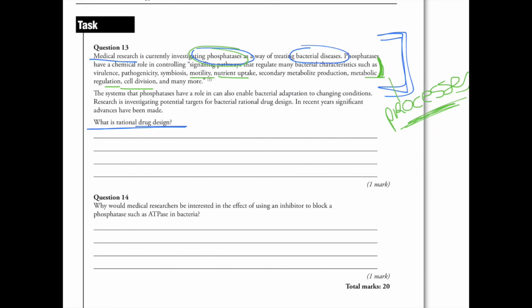Again, this isn't on the course, but I'm just going to go through it anyway because I think it's interesting to know about. Rational drug design involves the analysis of a disease to determine a structure of the disease, and then a drug is designed to block it. So pretty much we're looking at inhibitors.